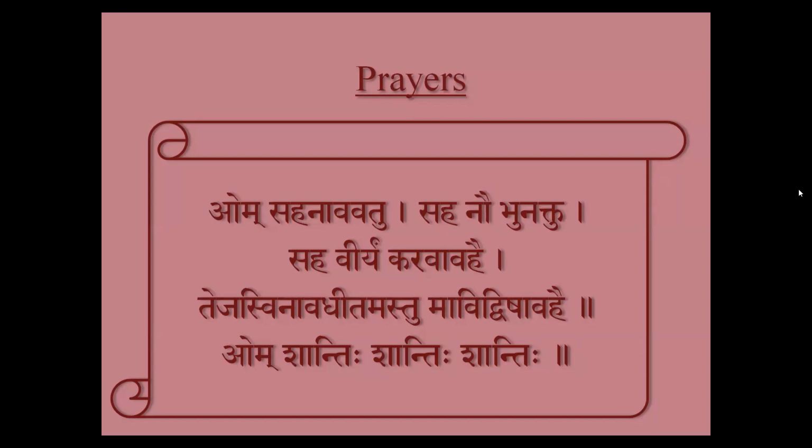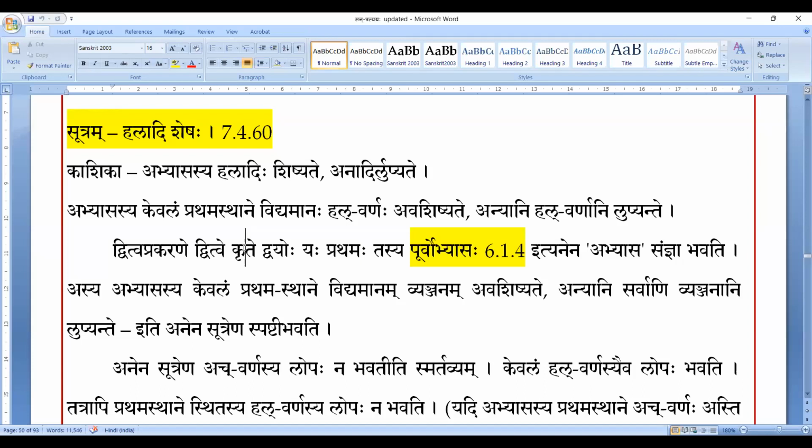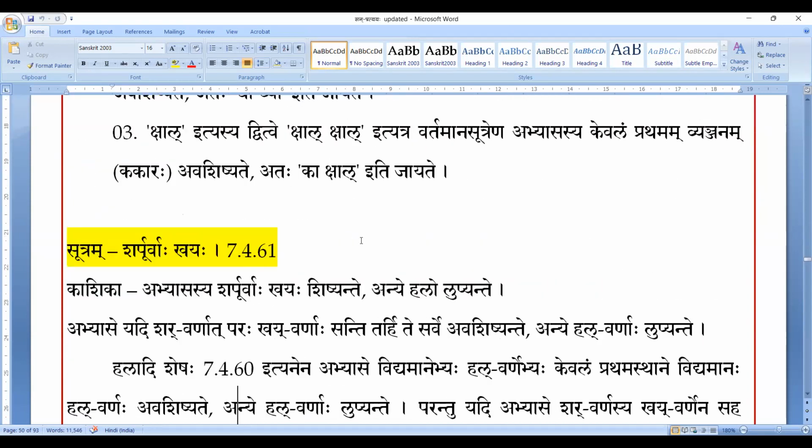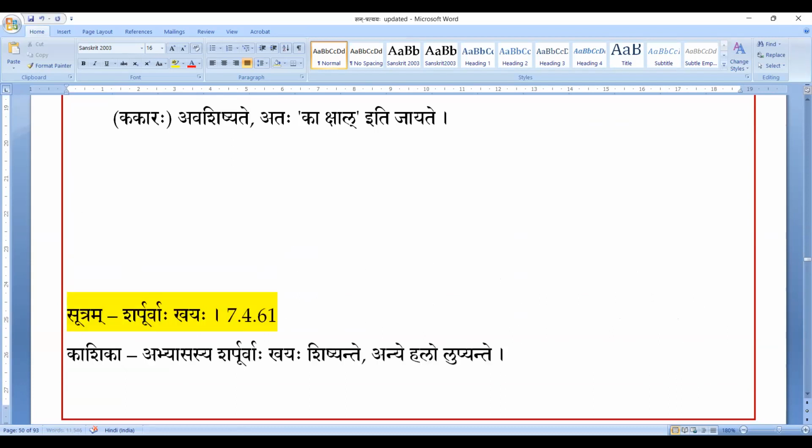We will do the chanting next class. Related to the Dvitva Karya, I'll give some dhatus. You can do the Dvitva Karya. Some haladi dhatu, example for haladi sheshaha. Haladi sheshaha we know: abhyasasya adi hal sheshaha bhavati, shishyate, anya halaha lopaha bhavati. So let us do some more examples on this for each Abhyasa Karya.